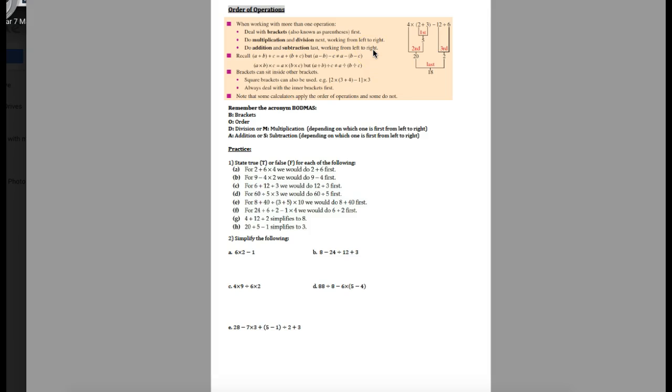And that's all you need to remember: anything in brackets, we hug it first. We give it a big hug, do it first. Then we do any multiplication or division. And then lastly, we do addition and subtraction.